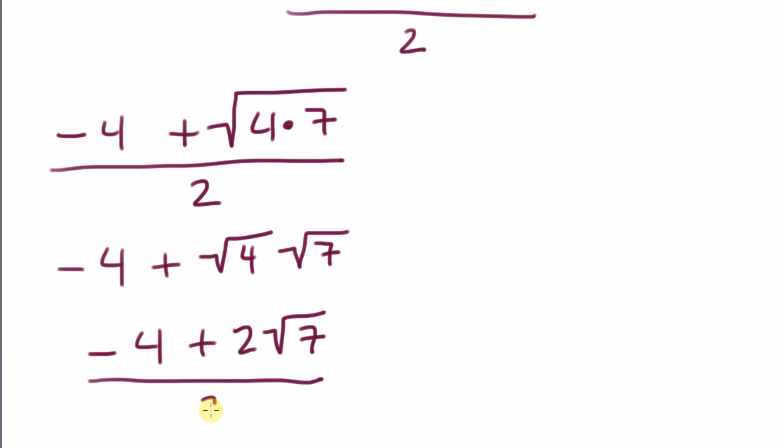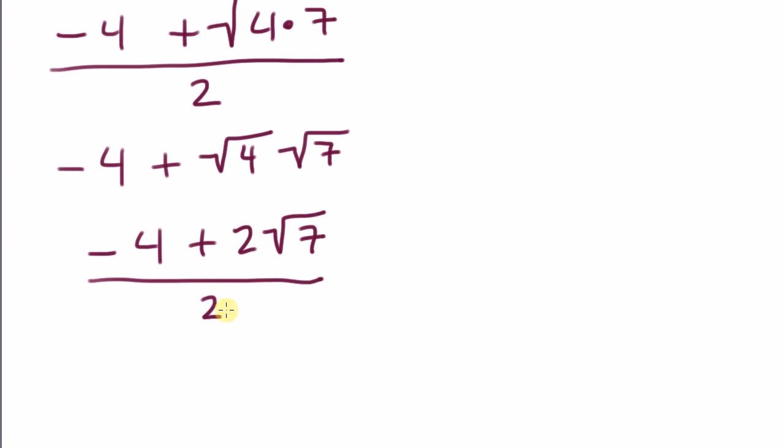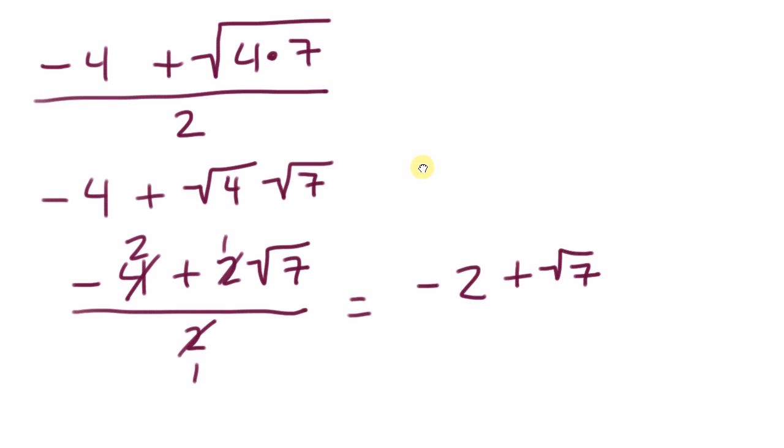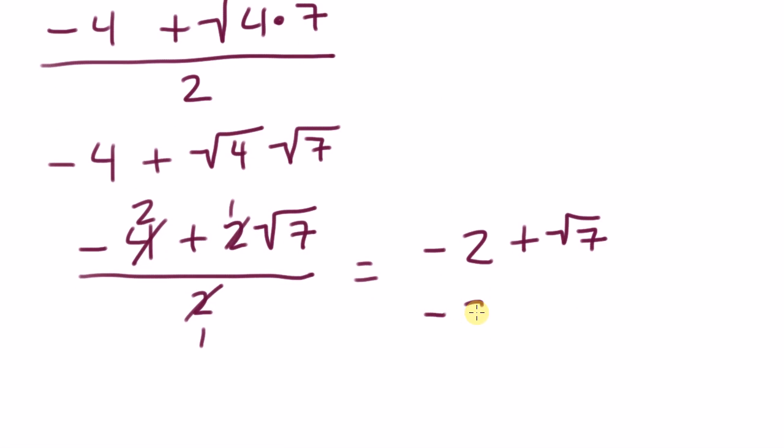It doesn't help me at all, except for now I can cancel this 2. So this becomes 1. Actually, it does help me. This becomes 2, and this becomes 1. Okay, well that's kind of cool. So we got -2 plus root 7, or we're going to have -2 minus root 7.